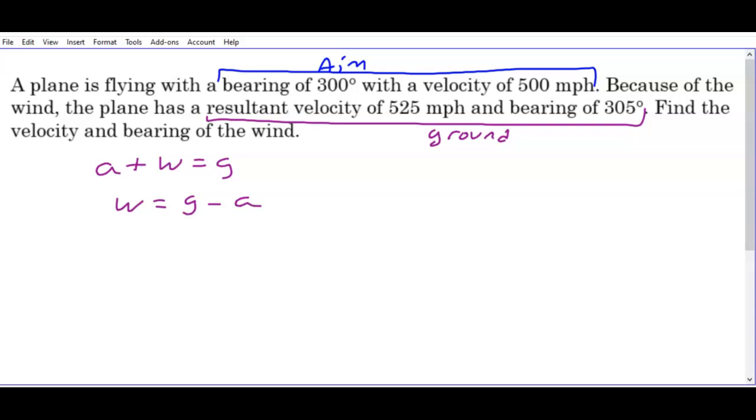We have to do that math on this one. I think it's pretty simple, but we have to make sure we realize that we're subtracting and not adding this time. And make sure you do the ground minus the aim, not aim minus the ground, because you will get two different answers. I'm going to go after the ground first because I want to do the ground minus the aim. Mine's in purple, so I'm going to go after G.